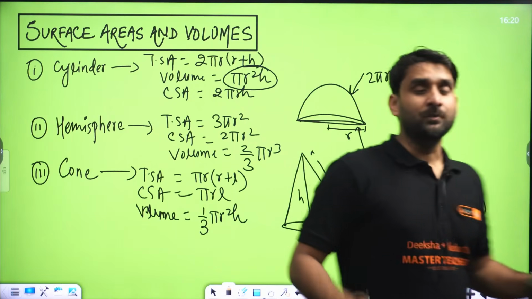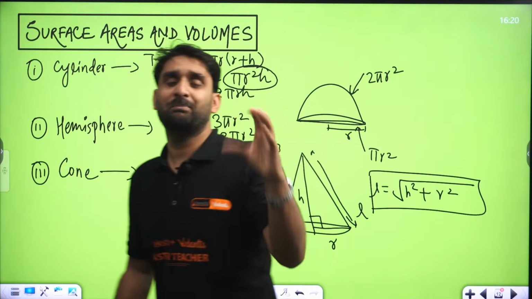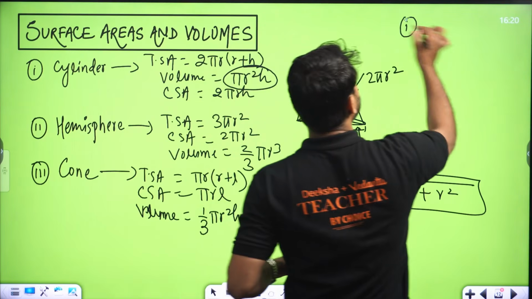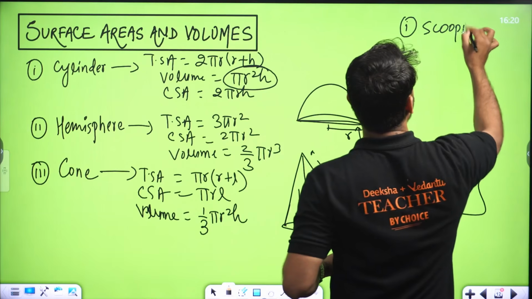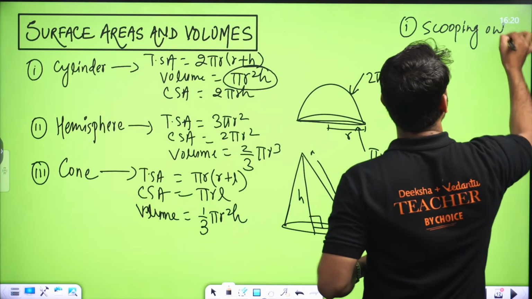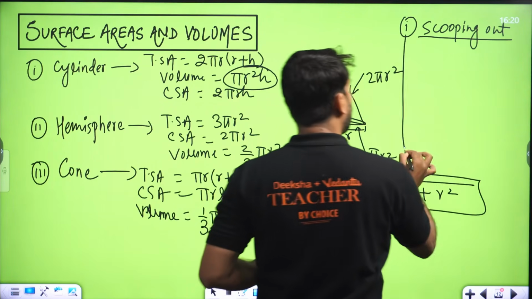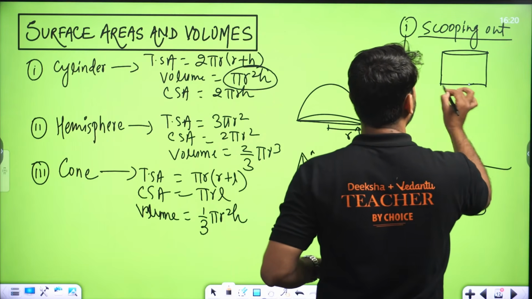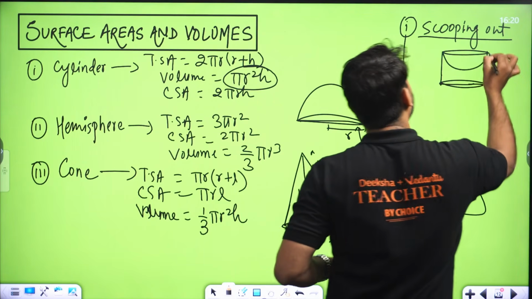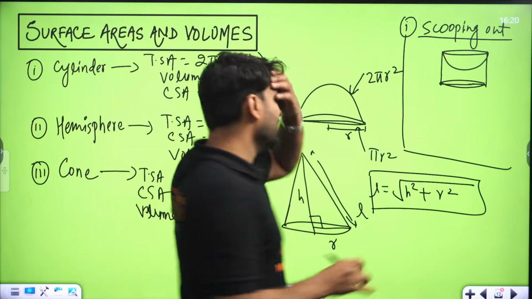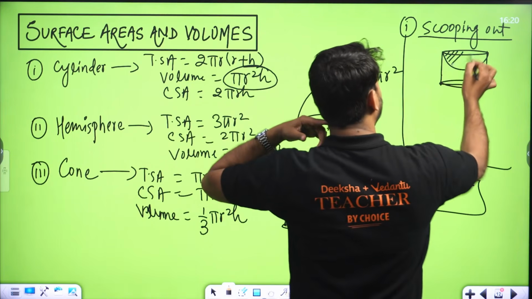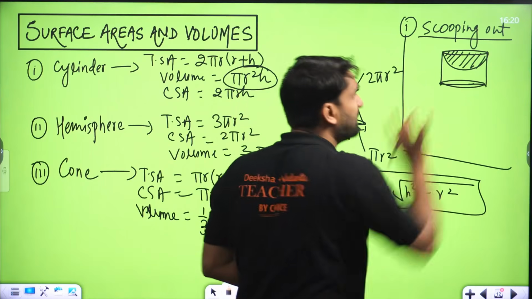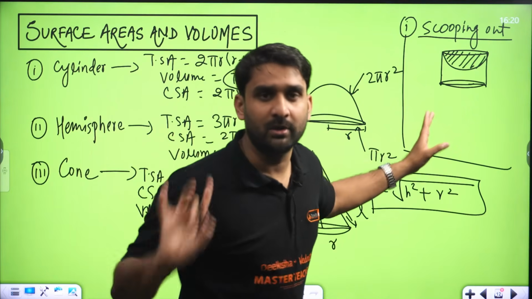Now let me tell you which concept-based questions you may get today in your exam. The first is the scooping out condition. My dear, scooping out means what? Like there is a cylinder here, and you scoop out a hemisphere from one end of the cylinder. So what will be the total surface area of the remaining solid? This concept may appear in your exam today.